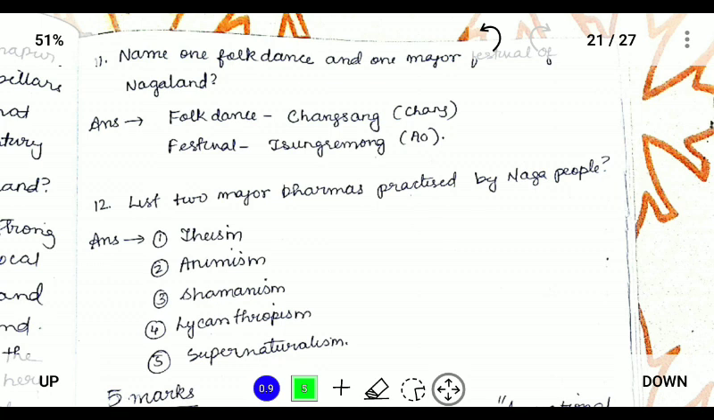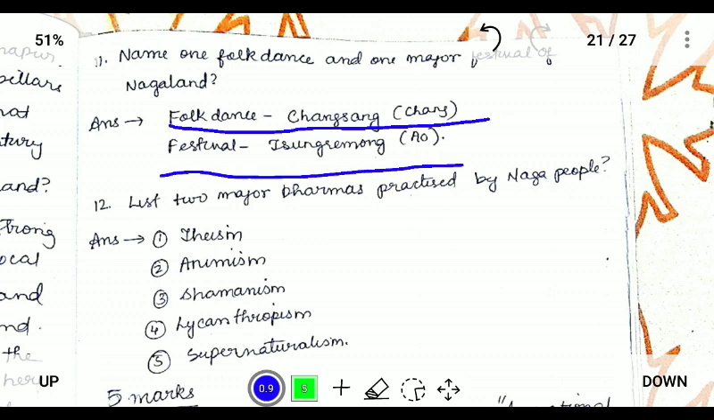Name one folk dance and one major festival in Nagaland. So the folk dance is Changsang. This is the traditional folk dance of the Chang Nagas, and the festival is Naknyulem, which is celebrated in the first week of August.